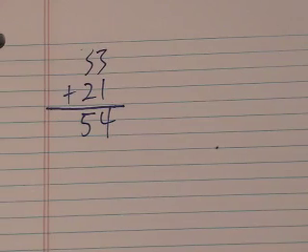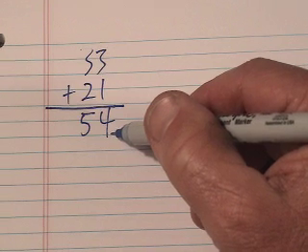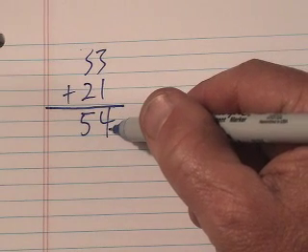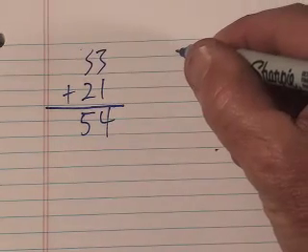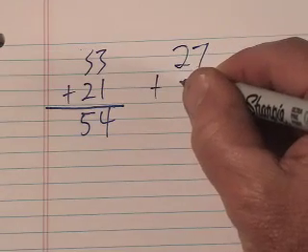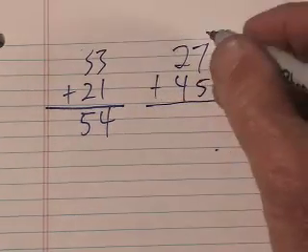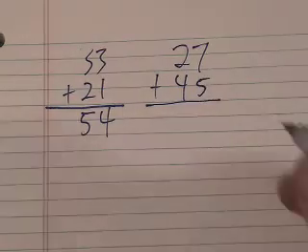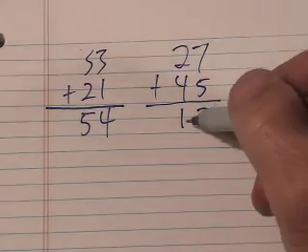Well, sometimes when we're adding things up, it gets a little trickier. What happens is we have a number that's bigger than 9. So for example, how about 27 plus 45? Well, 7 plus 5 is 12. Now this would be doing it wrong. 7 plus 5 is 12. See, I wrote the 12 there.